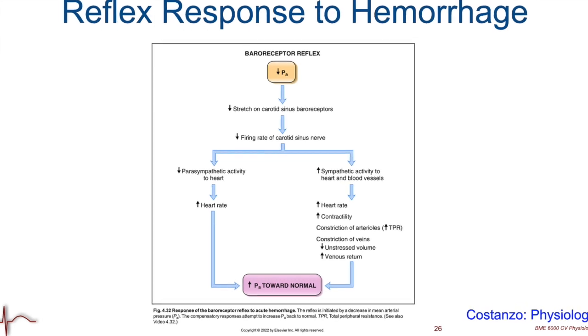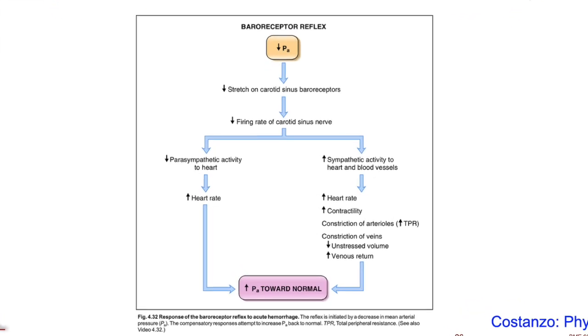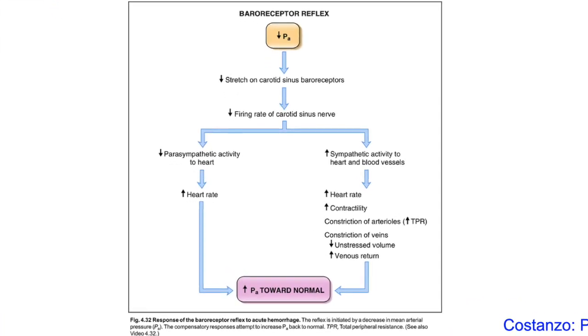There's lots and lots of motivation to understand this. So here's a picture that we see of the baroreceptor reflex. As the pressure drops, in the case of a hemorrhage, we get a decrease in pressure causing a decrease in stress on the carotid sinus baroreceptors, a decrease in the firing rate. And that then causes 2 responses again.